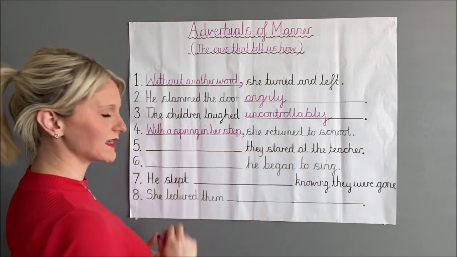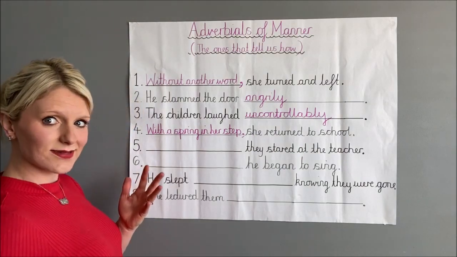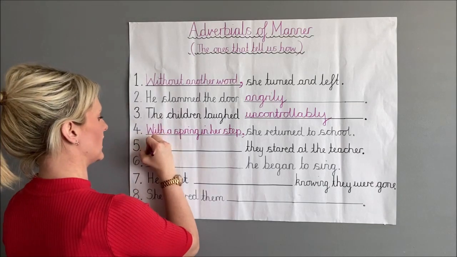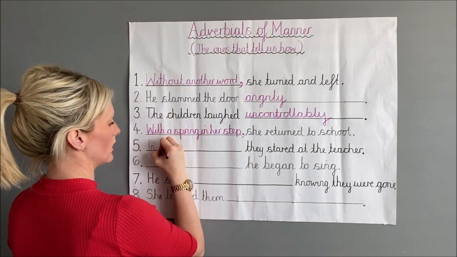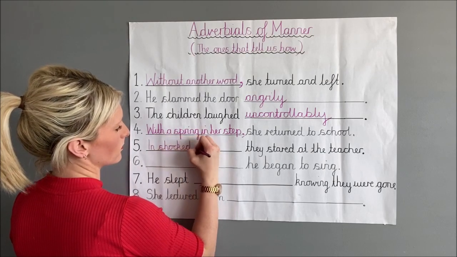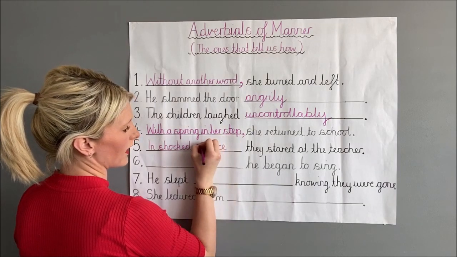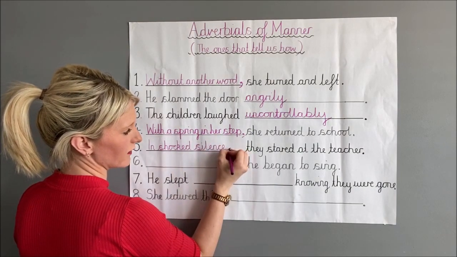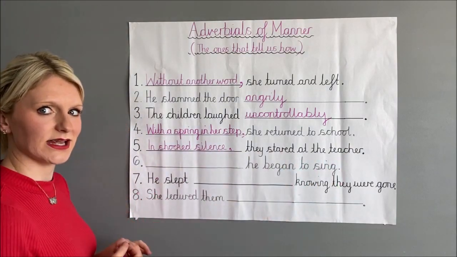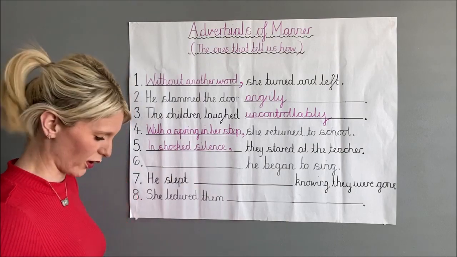The next one, they stared at the teacher. So I'm going to say, how did they stare at her or him? I'm going to say that they did it in shocked silence. And because it's fronted again, I need to remember my comma. So in shocked silence, they stared at the teacher. So something strange has happened. Maybe she's cross and they're not used to seeing her cross.